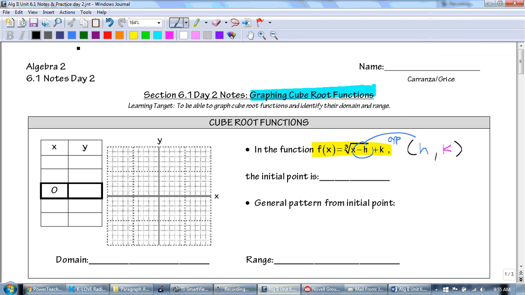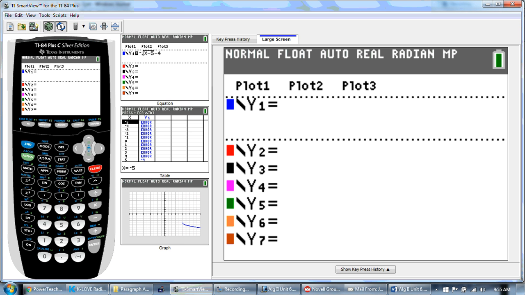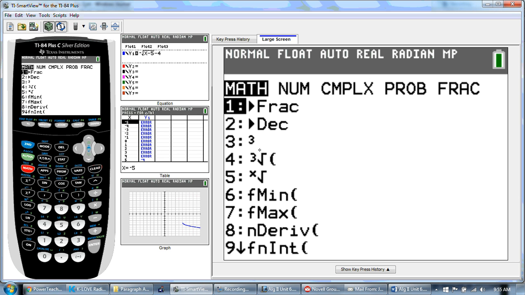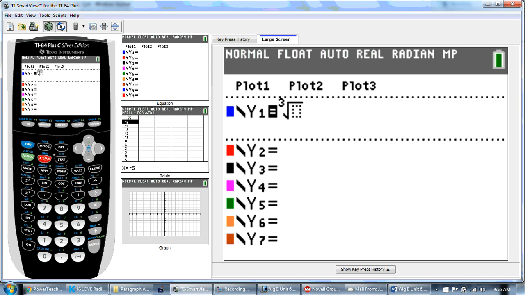All right, so we're going to plug some of these points in, but we're going to use the basic function right now. So f of x equals the cubed root of x. So our initial point is going to be 0, 0. Okay, so what we're going to do is go into our y equals. Now to get to the cube root, we're going to hit math, and I need to go to, for mine, number 4. Okay, so the cubed root of x.